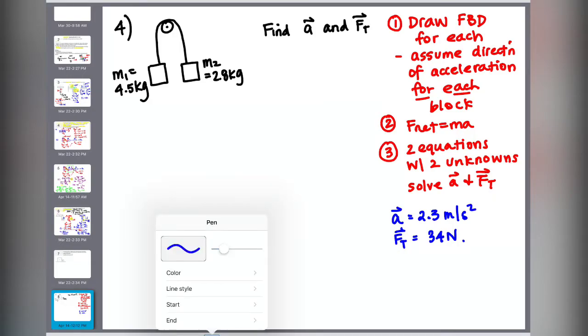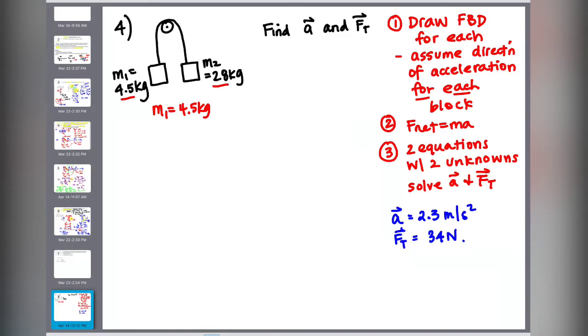But I really do want you to try. When I go through an example, just like in class, you need to try it out. Don't just watch, right? Okay. So follow the instructions. I'm going to have mass 1. I'm going to use a red color. Okay. Mass 1 is 4.5 kilogram. Mass 1 is the object that is on the left hand side. If I take a look at the common sense of the picture, if it's a 4.5 on the left and a 2.8 on the right hand side, does it make sense that the acceleration has to be going downwards for the heavier block and upwards for the lighter block?